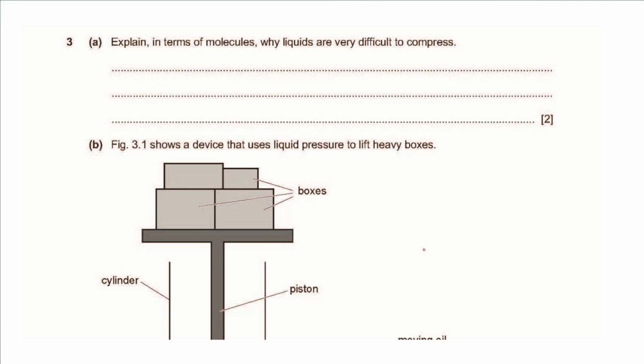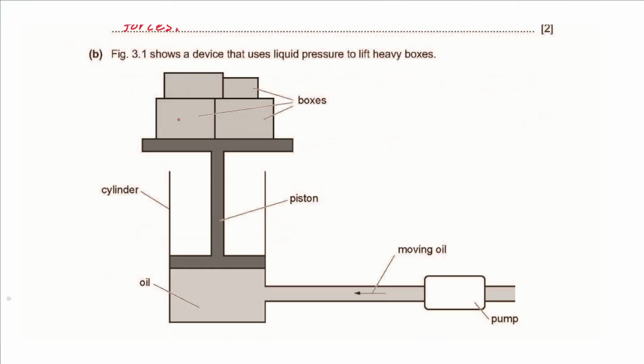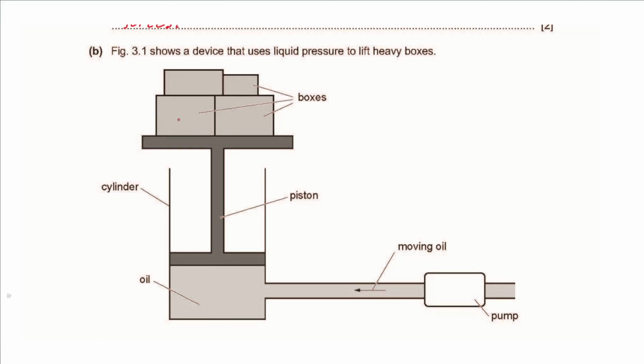Question 3a says, explain in terms of molecules why liquids are very difficult to compress. We say that because molecules are already very close to each other and have very strong intermolecular forces. Question B says, figure 3.1 shows a device that uses liquid pressure to lift heavy boxes.